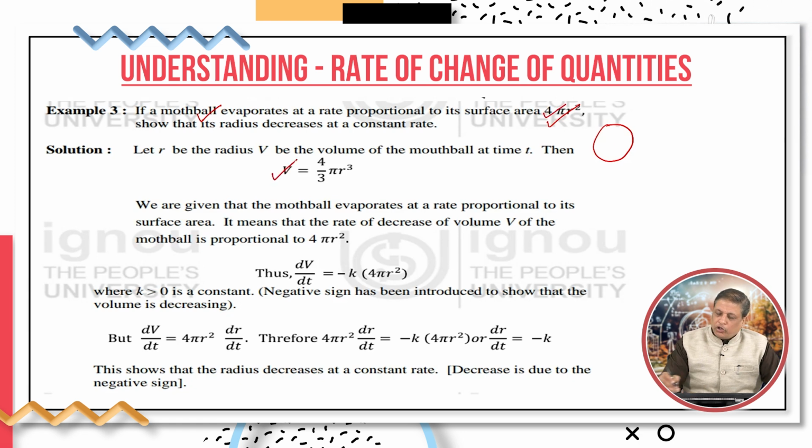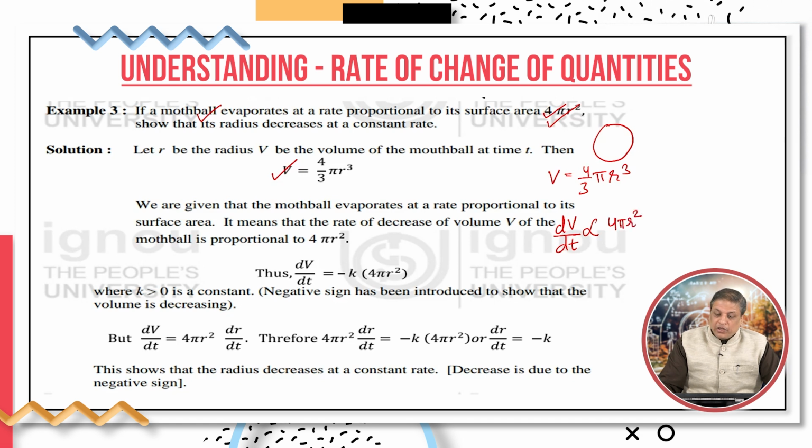So, volume of the moth ball, because it is a sphere, V is equal to 4 by 3 pi r cube. And because it is evaporating, the volume is reducing with respect to time. So, we are supposed to calculate dV by dt. And it is given that, read the statement again of example 3. If a moth ball evaporates at the rate proportional to the surface area, dV by dt is proportional to 4 pi r square.